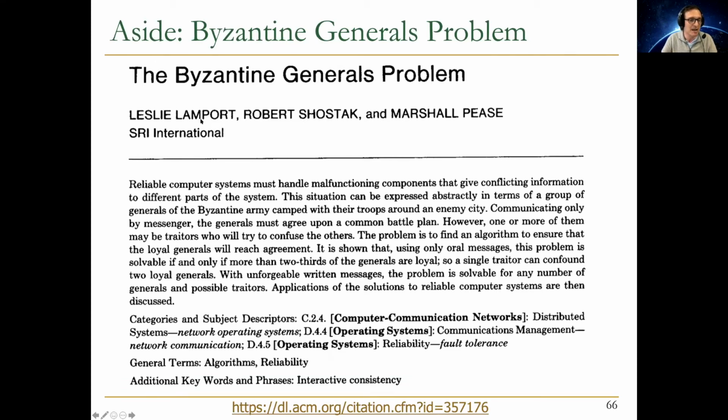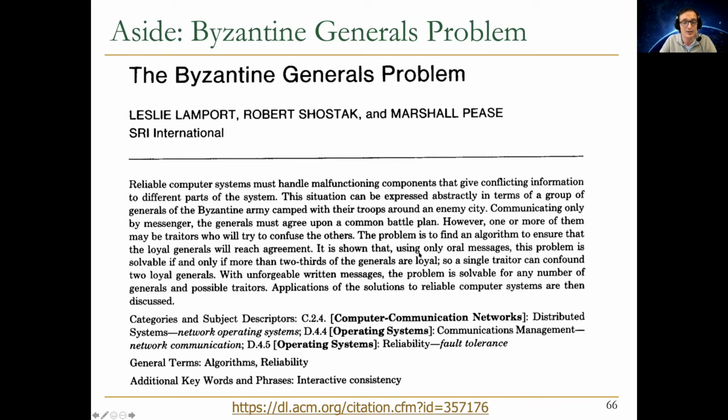Actually, I will read this paragraph to you because I think this is really important for education. This is a seminal paper written by Leslie Lamport, who won the Turing Award for his work in distributed systems and multiprocessors. He introduced the Byzantine generals problem. Let me read it. Reliable computer systems must handle malfunctioning components that give conflicting information to different parts of the system. A bit flip is conflicting information, or it can lead to conflicting information. This situation can be expressed abstractly in terms of a group of generals of the Byzantine army camped with their troops around an enemy city. Communicating only by messenger, the generals must agree upon a common battle plan. However, one or more of them may be traitors who will try to confuse the others. The problem is to find an algorithm to ensure that the loyal generals will reach agreement.